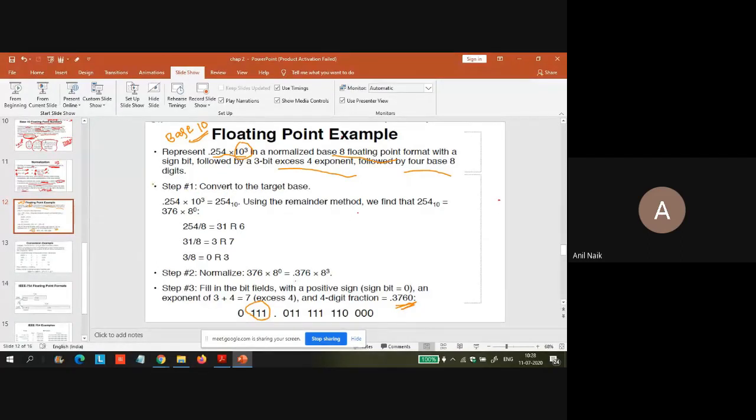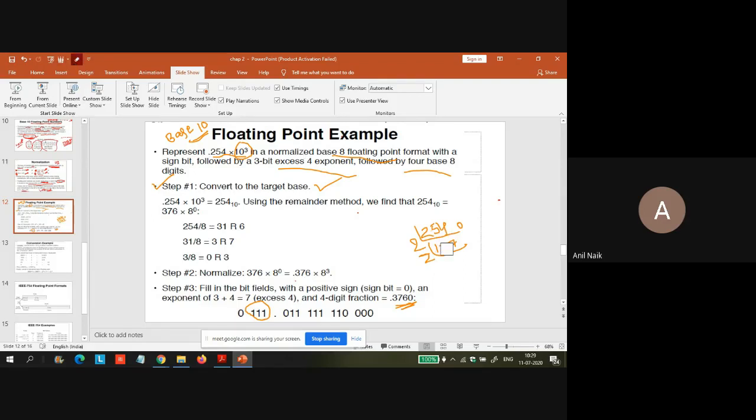So the first step is you have to convert to the target base. Target base is what? Base 8. Original is base 10. So how to convert decimal to octal? Octal means 8, so what to do? We have to divide by 8. Like for example, how do you convert to binary? We divide by 2, no? 2 ones are 2, 2 twos are 4, 2 sevens are. So this is converting a decimal number to binary.